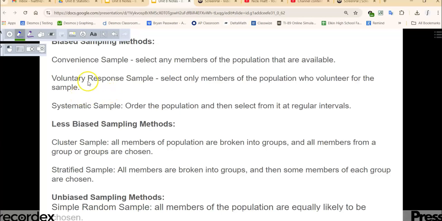So while they might have some value, they are going to produce a biased response.